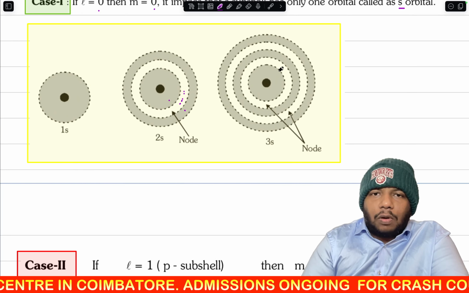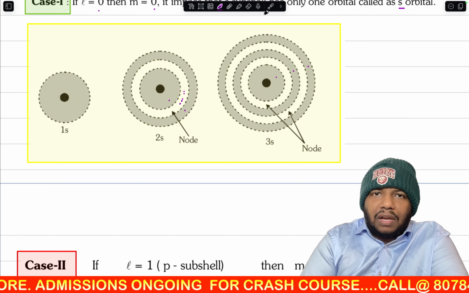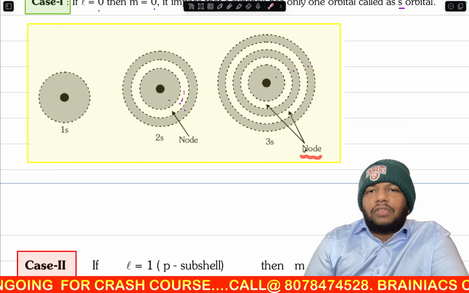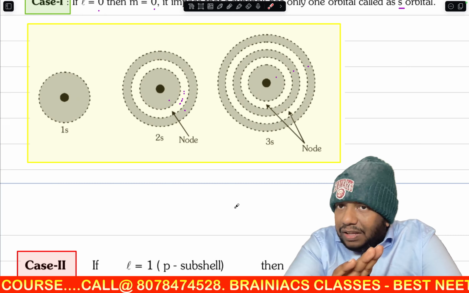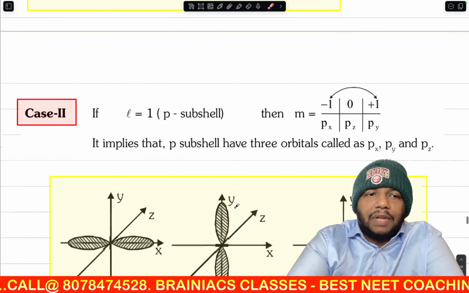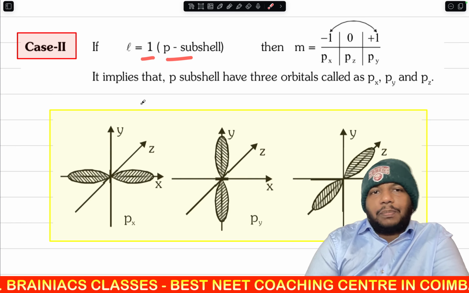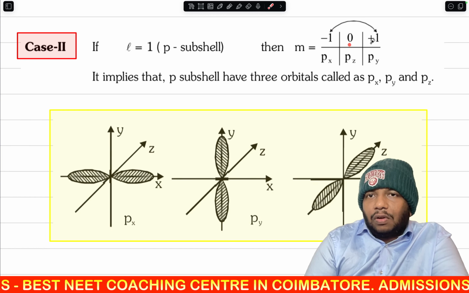When you draw the 3s orbital, you have 1s here, 2s here, 3s here. In between you can see 2 vacant spaces, so there are 2 nodes. Nodes are places where the probability of finding the electron is minimum or none. Now case 2: when L is equal to 1, you have a p subshell. When the p subshell is there, M can have values minus 1, 0, plus 1.